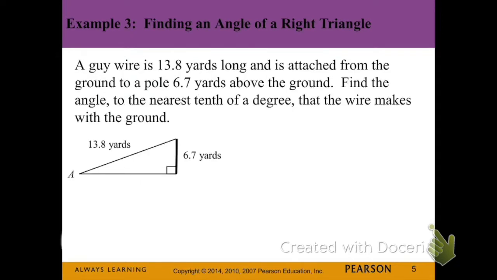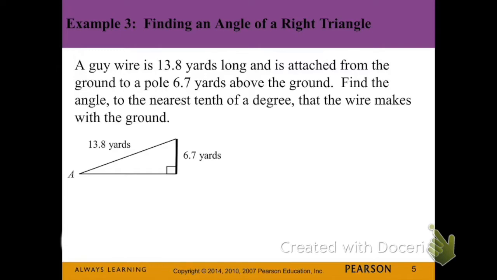Example 3, finding an angle of a right triangle. A guy wire is 13.8 yards long and is attached from the ground, so point A, to a pole that's 6.7 yards above ground. So the right side that's labeled 6.7 yards is my pole. Find the angle to the nearest tenth of a degree that the wire makes with the ground. So we're trying to find angle A here.